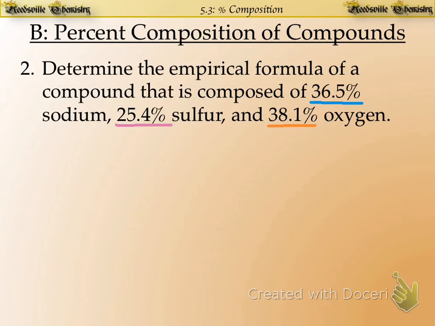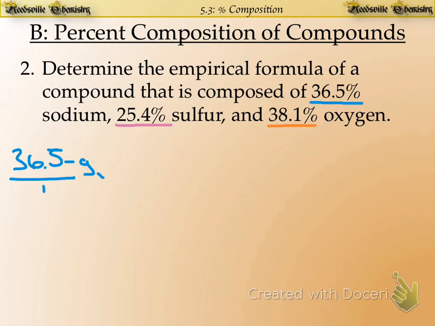You want to just go ahead and make an assumption that you've got 100 grams of this sample. It doesn't matter if you do 100 or 5 or 1,000,000, but I'm telling you to use 100, because if you use 100 grams and then I ask you how much of that is sodium, you have to do no math. You just look at the number. If I've got 100 grams, I've got 36.5 grams of sodium. And I'm going to do that in blue. So you've got 36.5 grams of sodium.